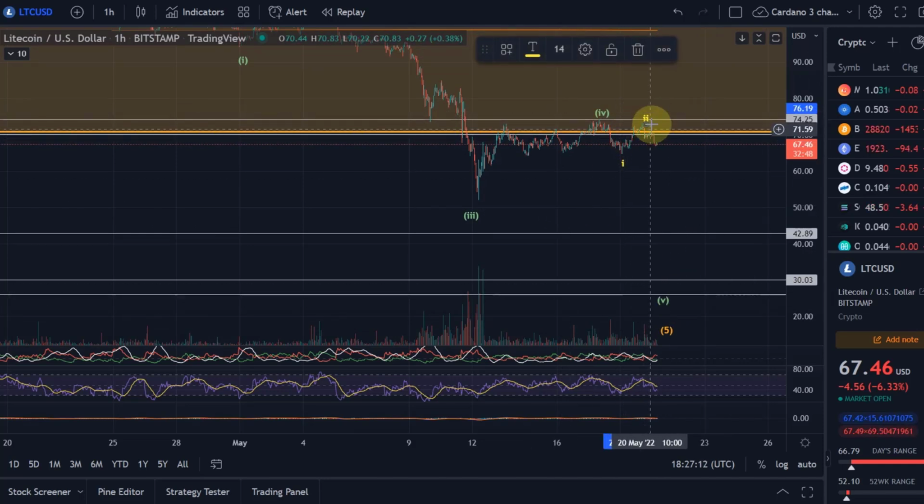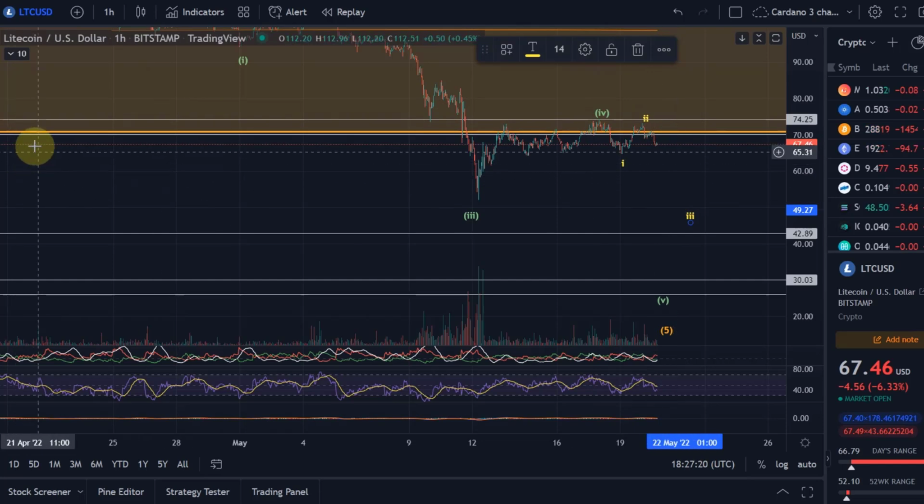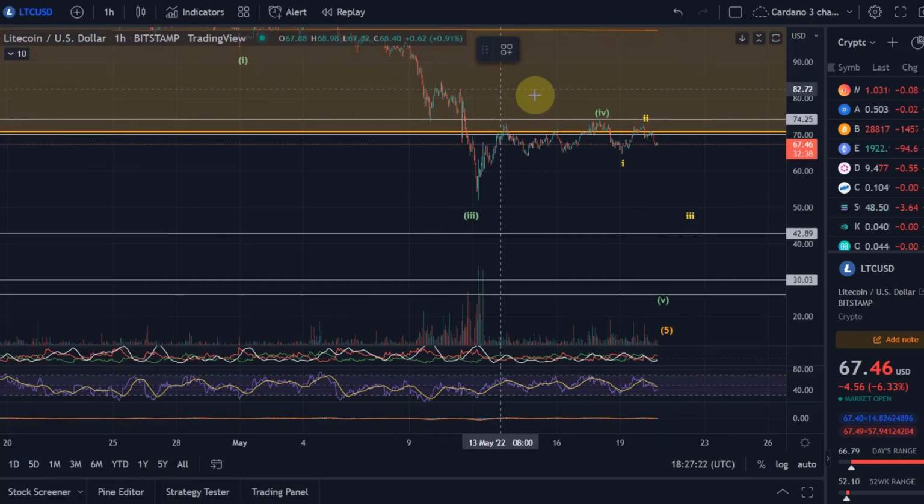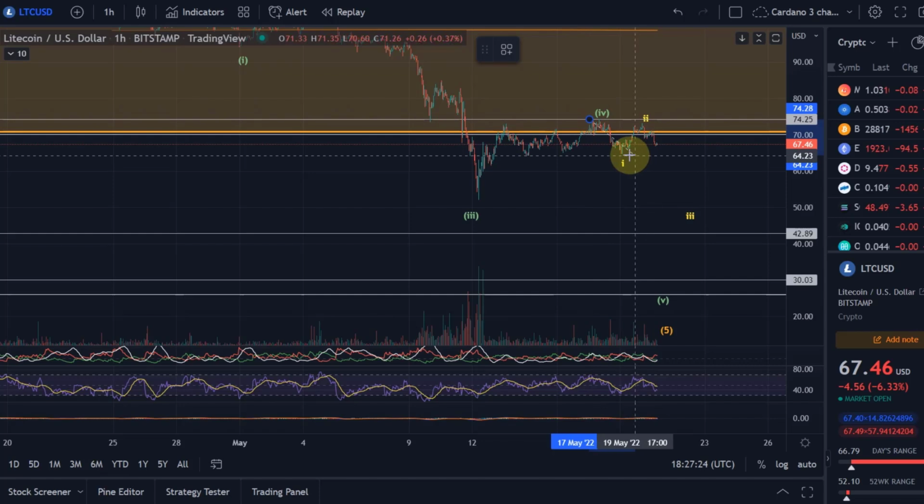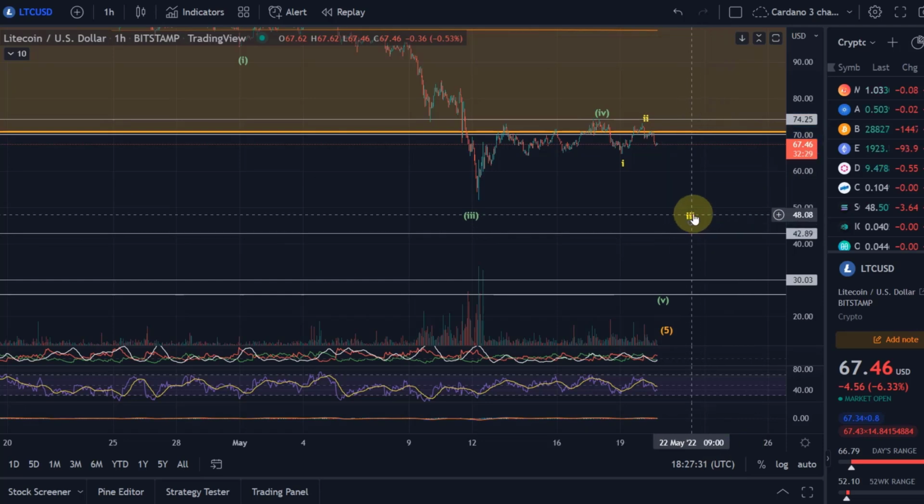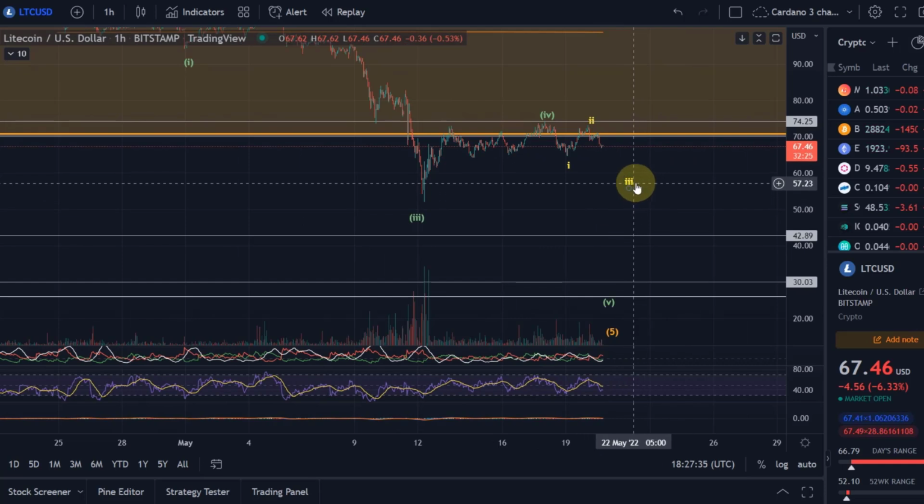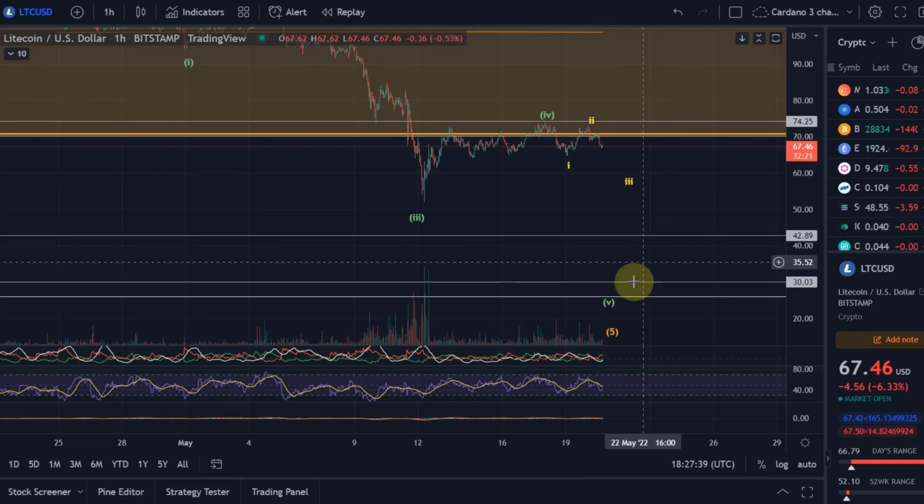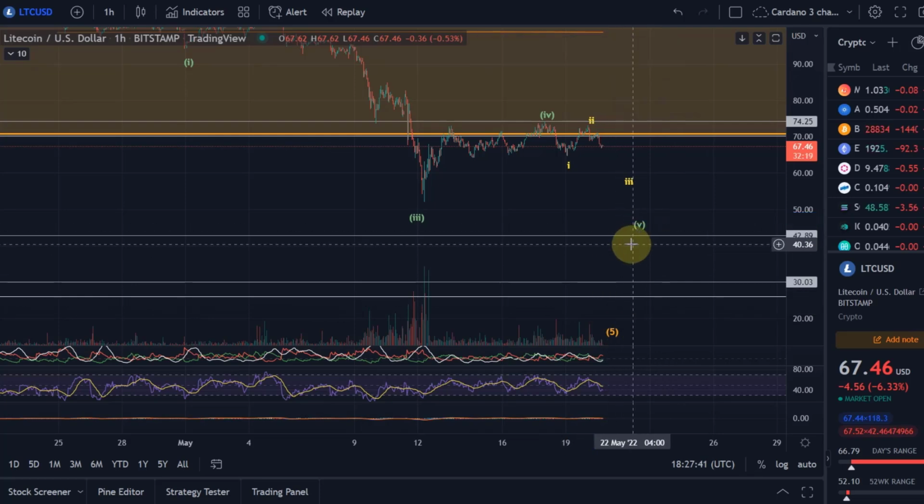So of course, wave 3 should reach at least the 1.618 Fibonacci extension of that first wave. And the 1.618 Fib extension would be at $58. So that is where we would expect that wave 3 to get to, before we see another move up and another move down. And that could then be the low for that.